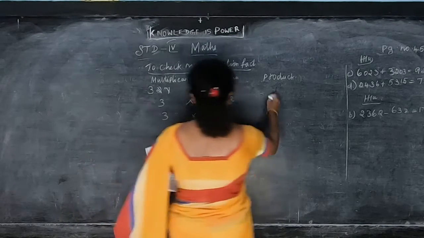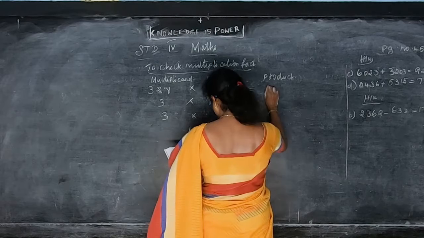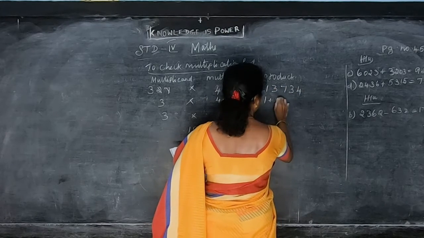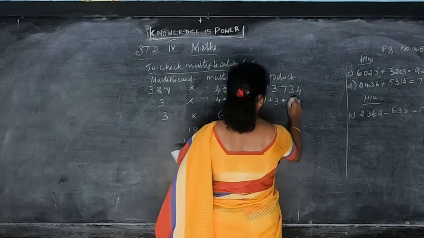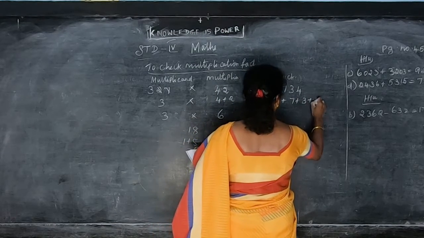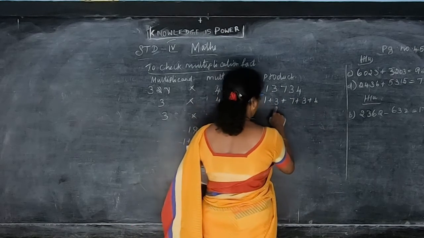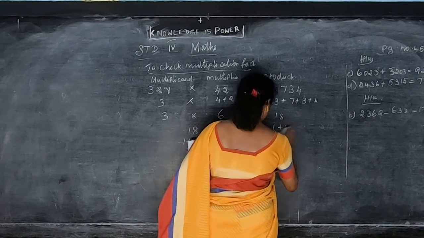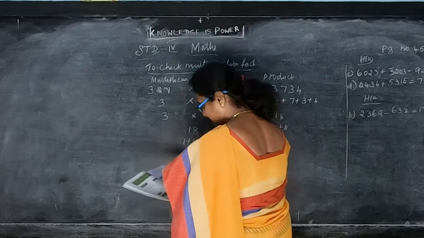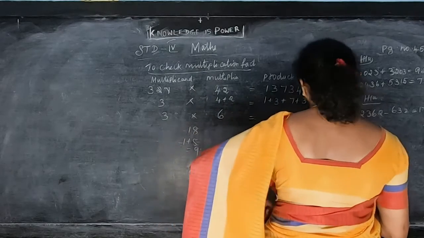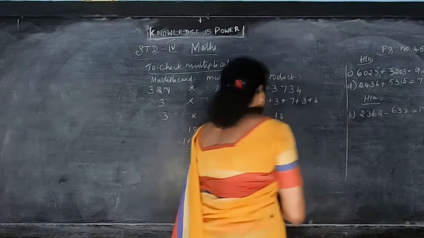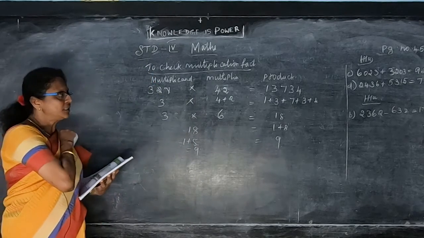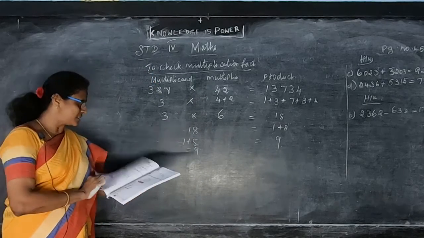Similarly, how much is the product they have given? It is equal to 13734. So 1 plus 3 plus 7 plus 3 plus 4, that is equal to 4, 11, 14, 18, that is 1 plus 8 equal to 9. So this is the multiplication fact. Okay children? If both come the same, then that number is multiplied by this number. That is, in addition and subtraction also, both sides come the same.